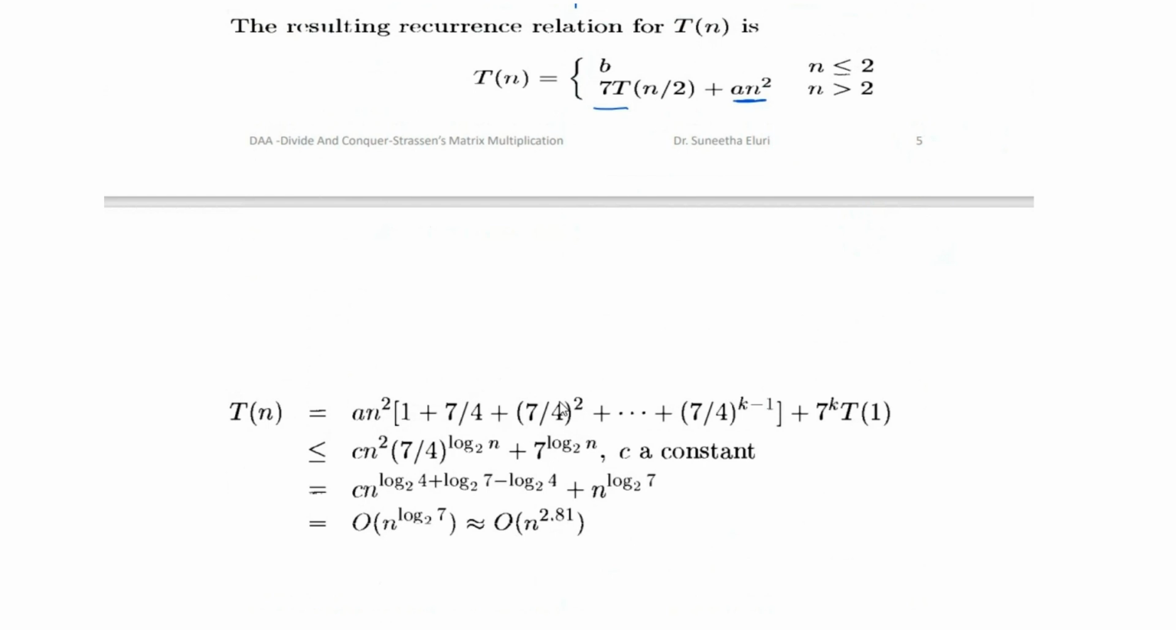If I simplify this, I'll have the time complexity, because I can ignore all the constants here. I'll have n power log 7 to the base 2, which is equal to n power 2.81, which is much smaller than n cube whenever n is large. Whenever n is very large, tending to infinity.